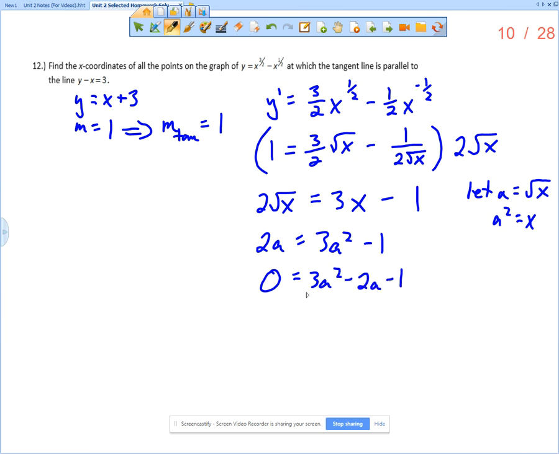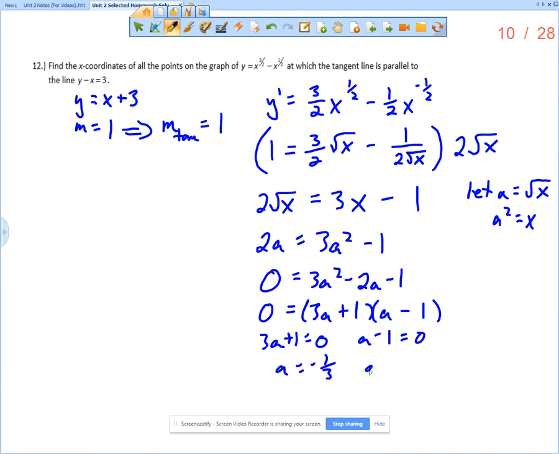Now I'm going to solve for a. I'm going to factor 3a and a, with a minus 1 here and a plus 1 here. Let's check: 3a times minus 1 is minus 3a, plus 1a, which gets us the minus 2a. So 3a plus 1 equals 0, or a minus 1 equals 0. For 3a plus 1 equals 0, subtract 1, divide by 3, and a equals negative 1/3. Or over here, a equals 1.